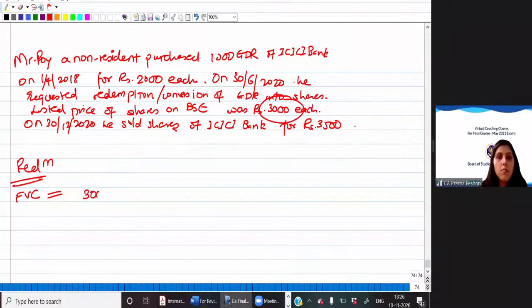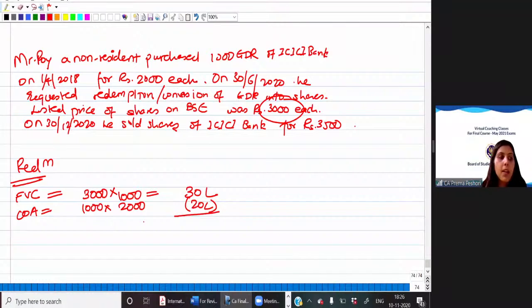3,000. Right? 3,000 into how many GDR was sold? 1,000. So it becomes 30 lakhs. Cost of acquisition is the same. 1,000 GDR into 2,000. So 20 lakh. Now, whether this is long term or short term, GDRs were purchased in 2018 and sold in 2020. So this is short term capital gain as the period of holding is less than 36 months.